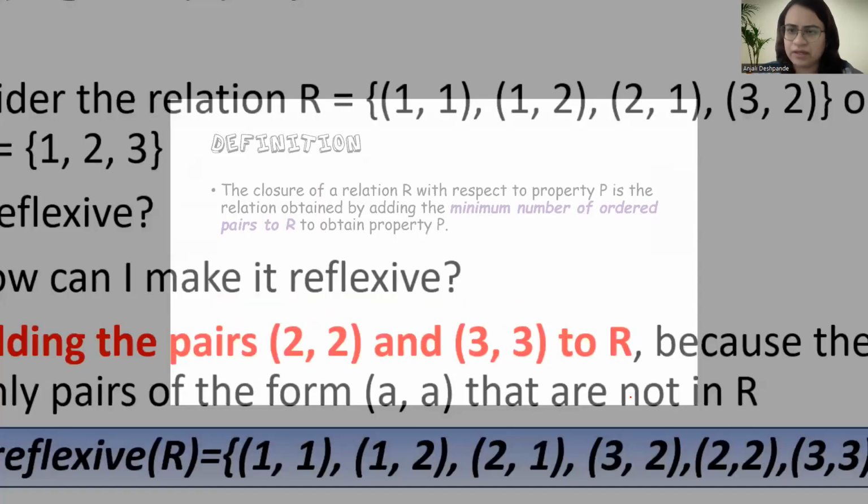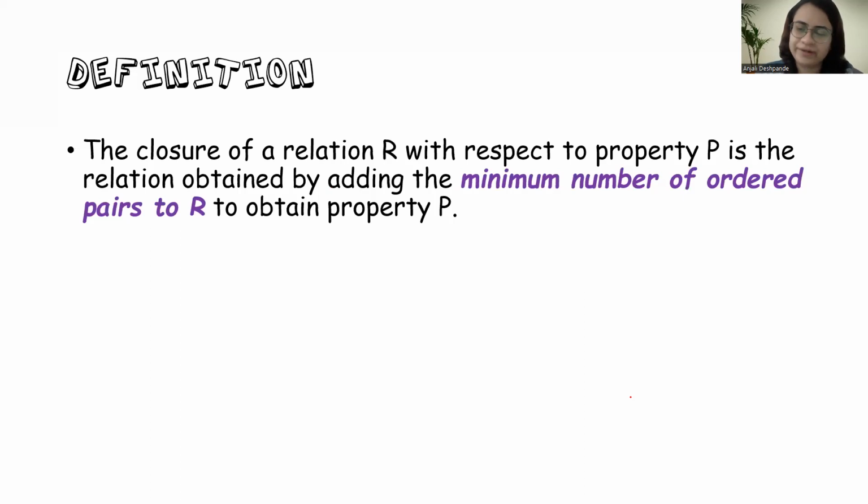So now I'm comfortable to define what is a closure of a relation. Closure of a relation R with respect to a property P is the relation obtained by adding the minimum number of ordered pairs to the original relation to obtain that particular property.